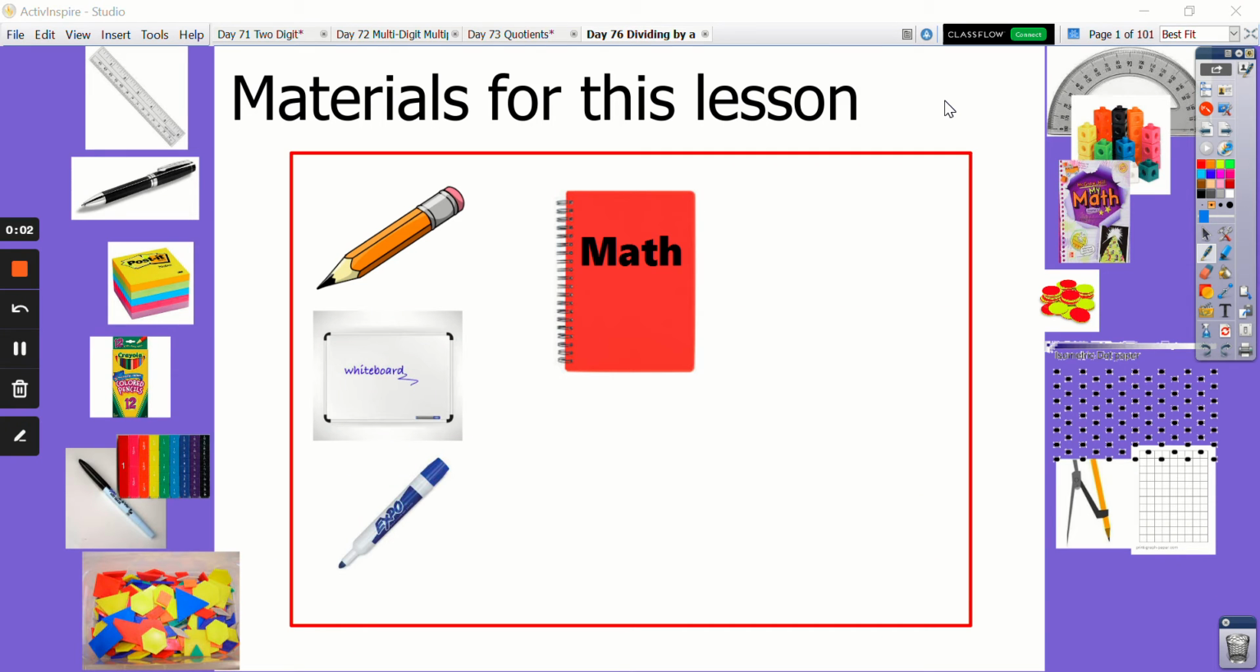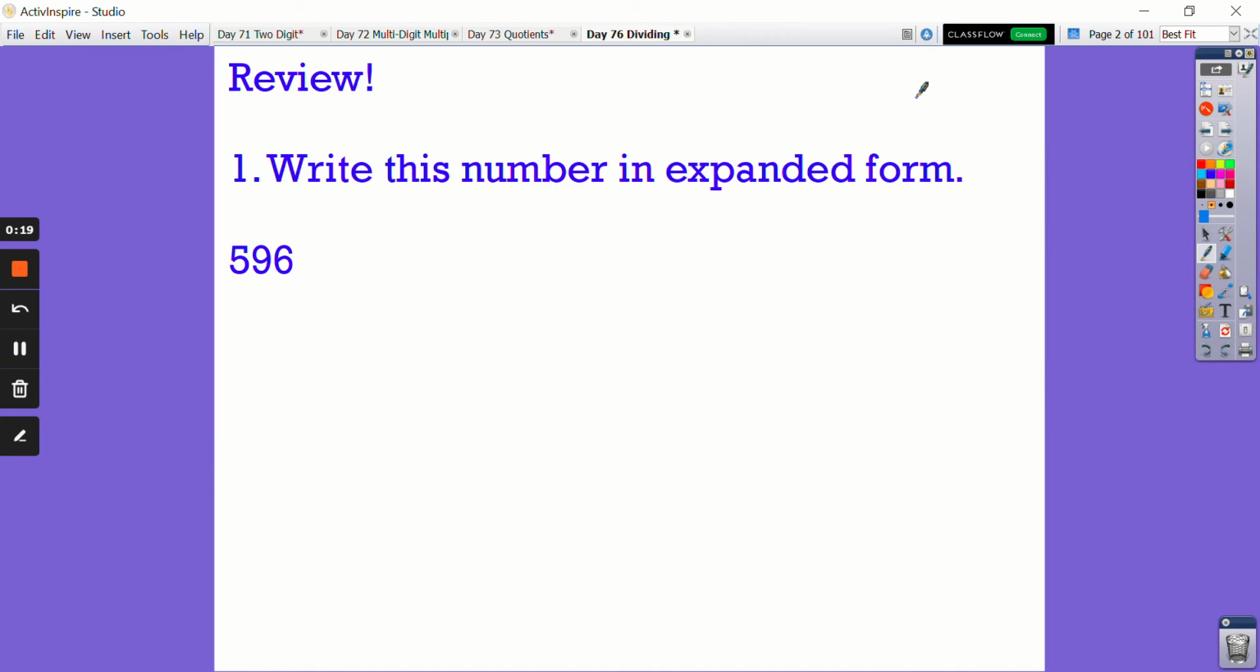Hi guys, here we are for our next math lesson. So we're going to get started. Make sure you have out your math notebook, a pencil, and then a whiteboard and a marker so we can do some practice problems. All right, so a little bit of review to start.